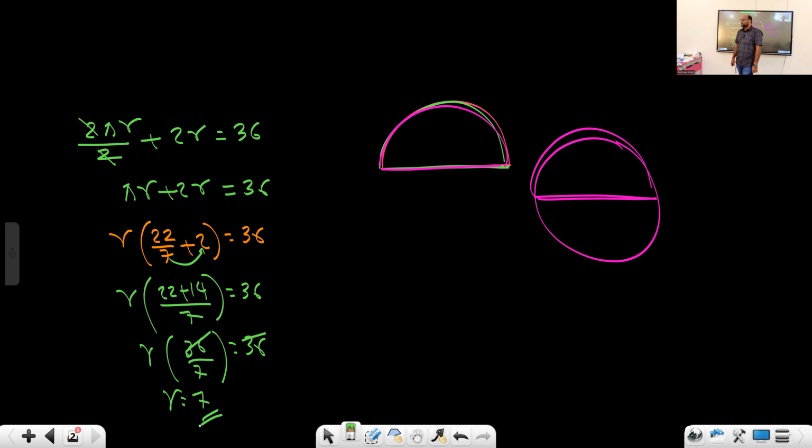Question number 2. Read the question. A wire is looped in the form of a circle of radius 28 centimeter and it is bent into a square. Determine the side of the square. Try to understand. Competency.